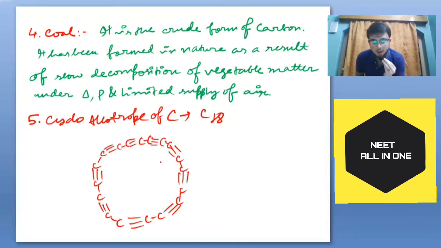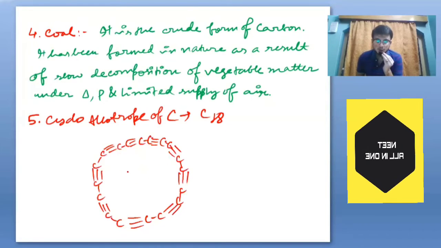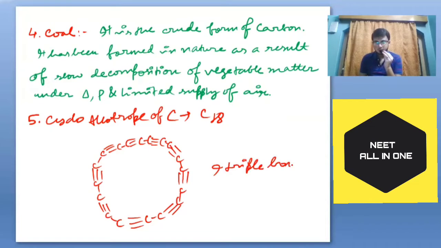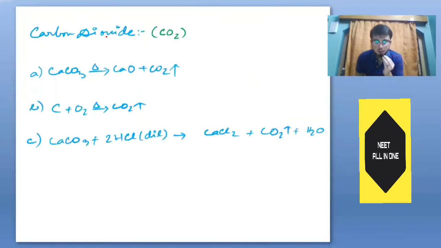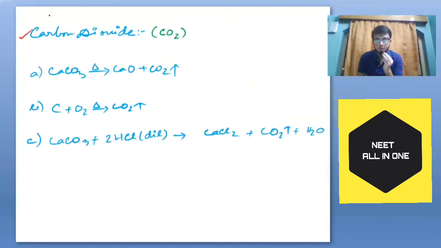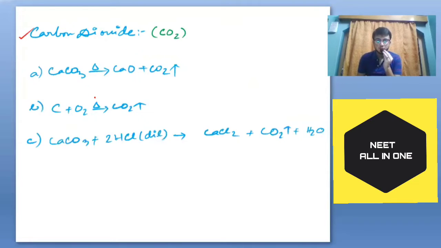Now this is the cycloallotrope of carbon, and it has 9 triple bonds. So it is a frequently asked question in NEET. Okay. So next are the compounds of carbon. The first compound is carbon dioxide, that is CO2. Okay.